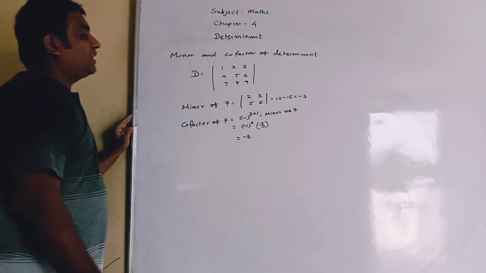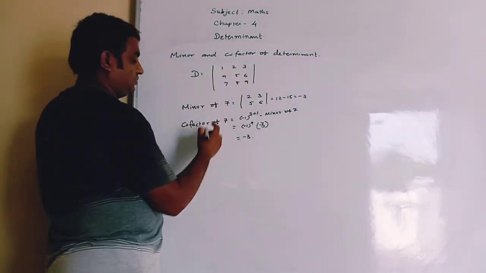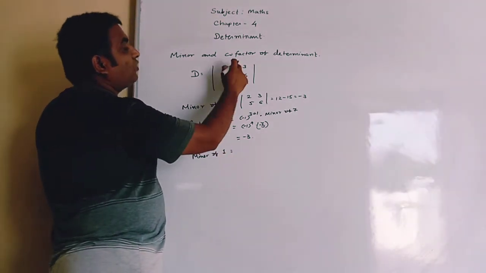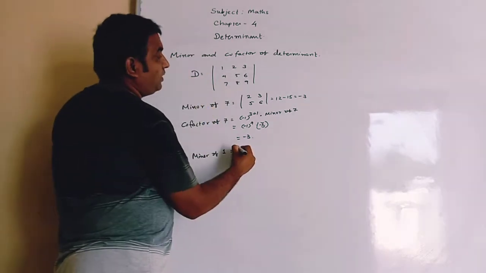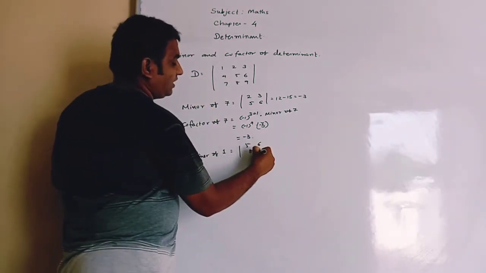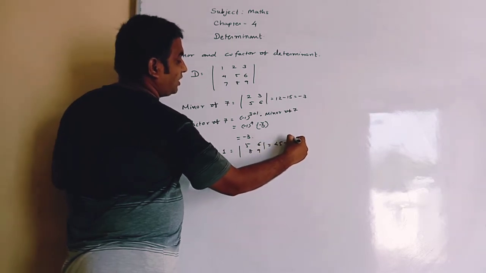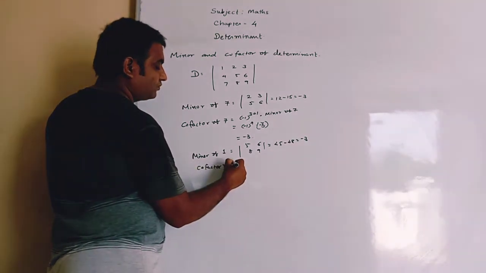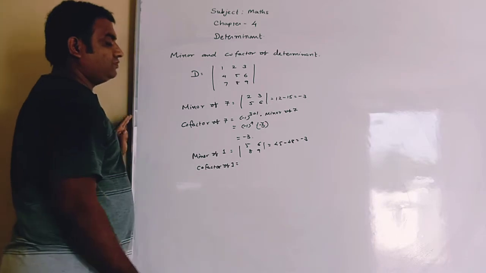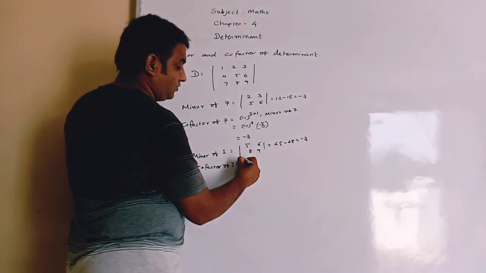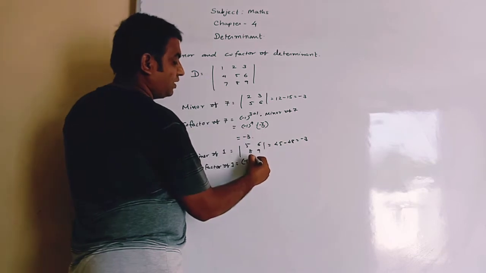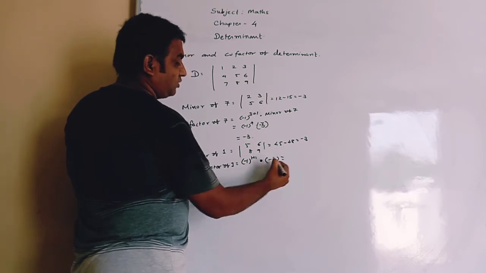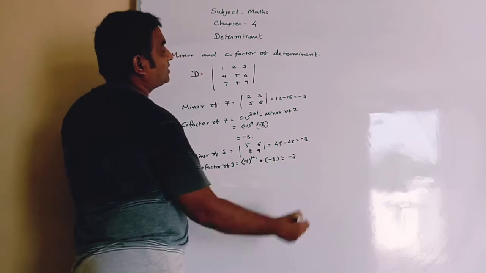Second, we want to find the minor of 1. Then we leave the row and column containing 1, and we get 5, 6, 8, 9. So 45 minus 48 is minus 3. And so the cofactor of 1 equals minus 1 raised to first row plus first column, so 1 plus 1, into minus 3. So minus 1 squared, that is 1, into minus 3 gives minus 3.